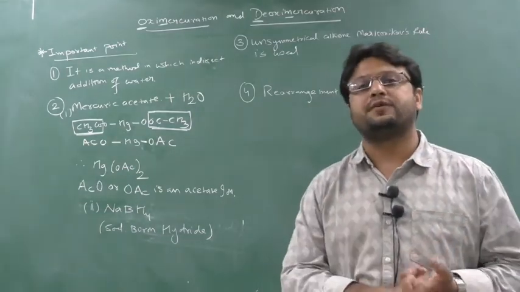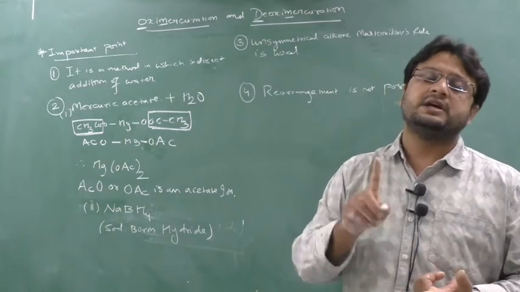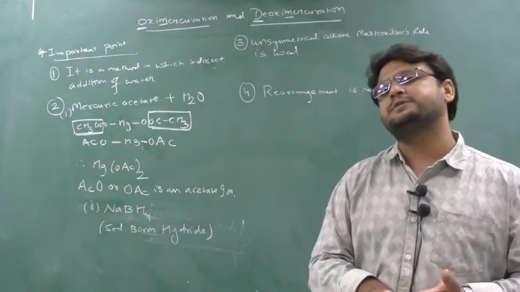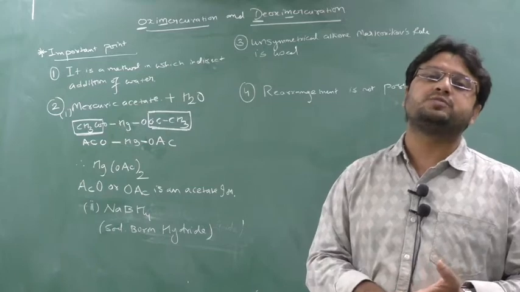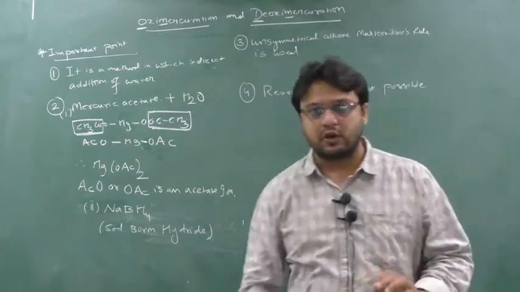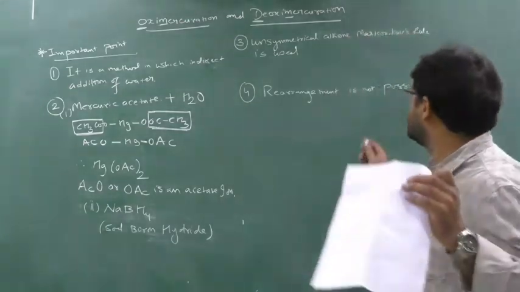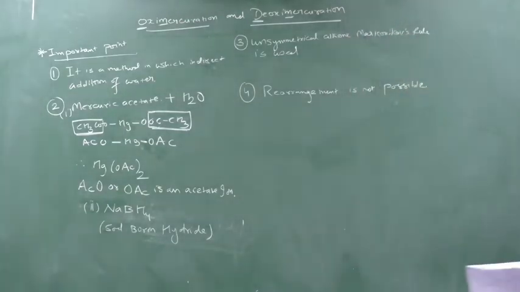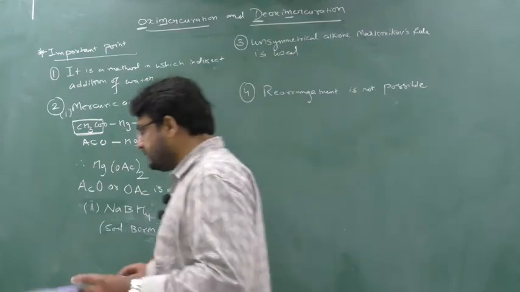Wherever there is a formation of a carbocation, at that place rearrangement will be possible, and rearrangement takes place only to gain stability. Sir would have told you everything about this in your general organic chemistry. Clear this part? So here rearrangement is not possible. Is this part clear?